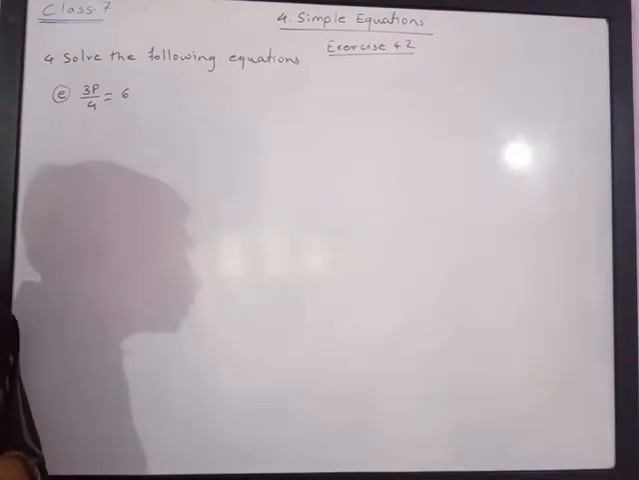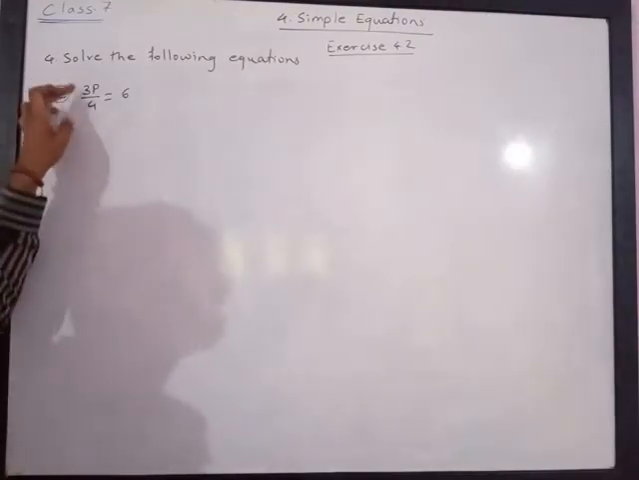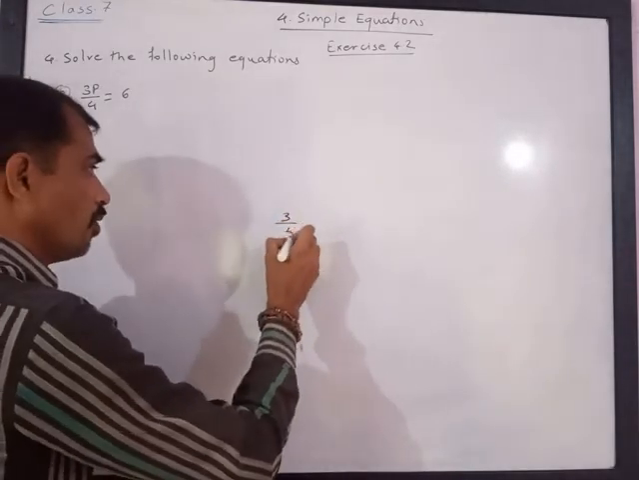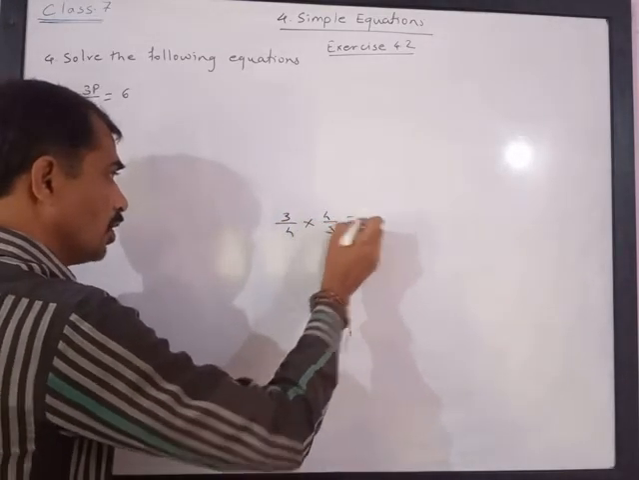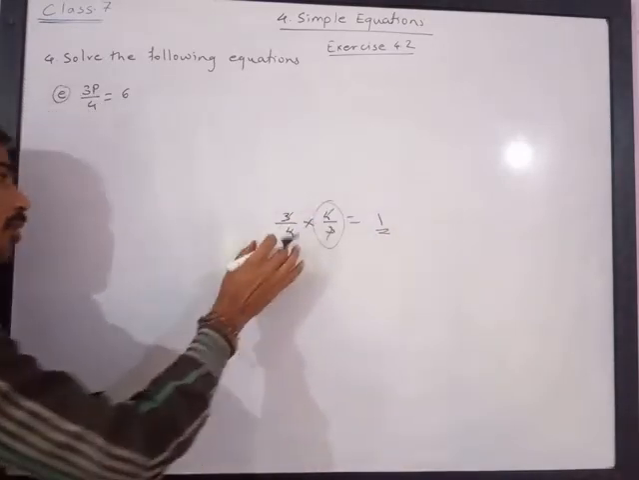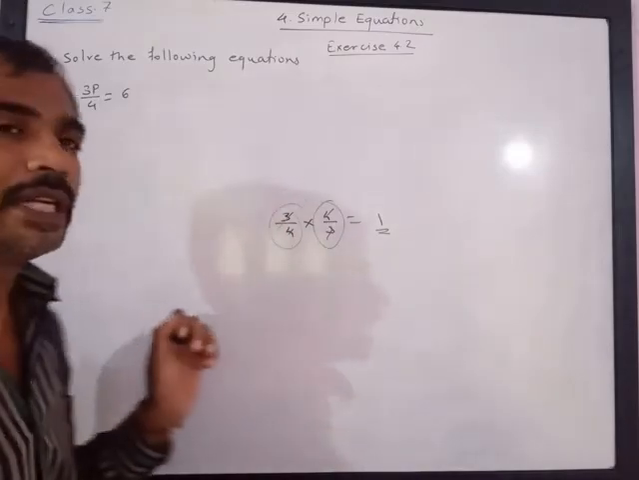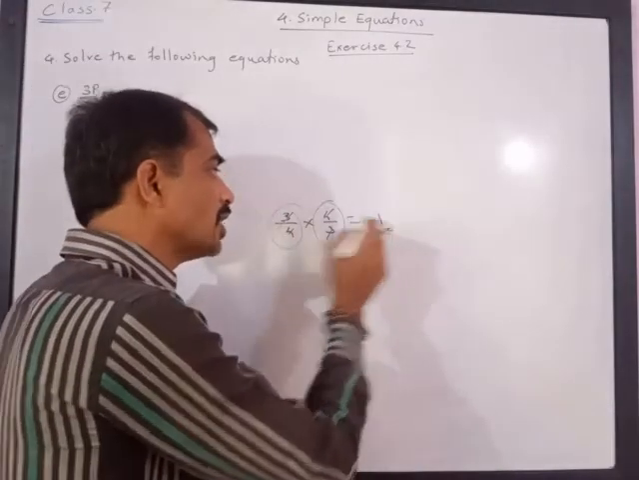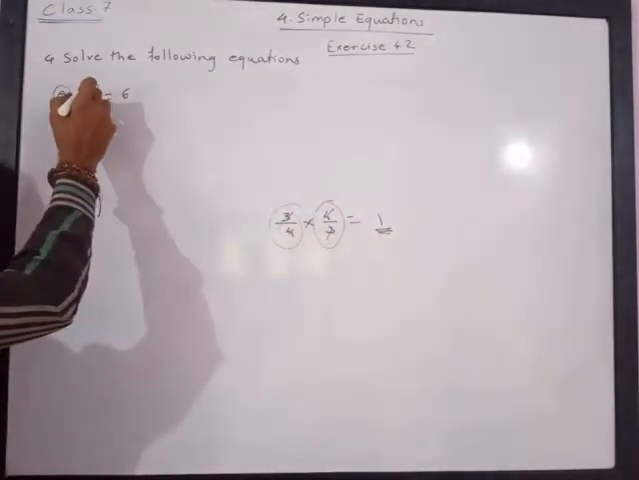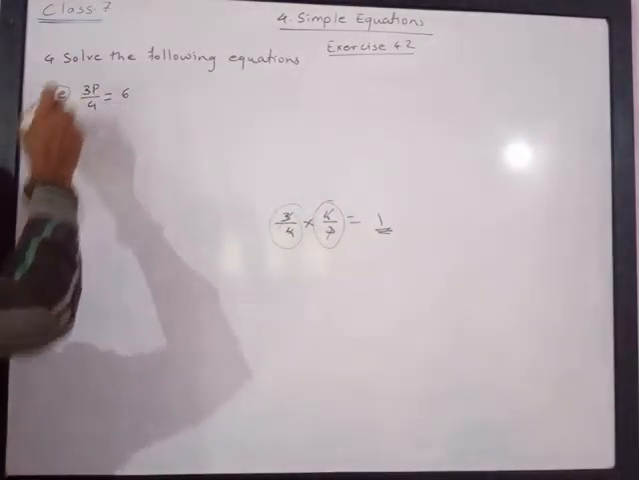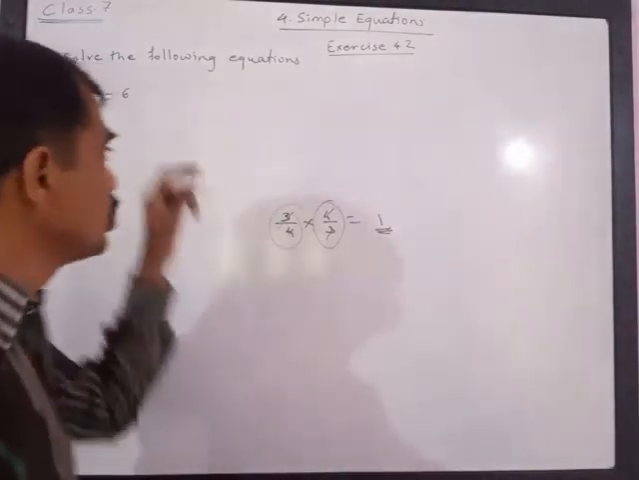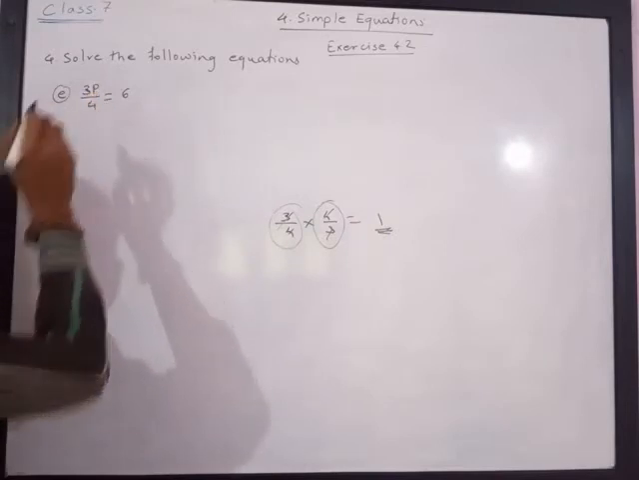Next, the fifth sub question is 3p upon 4 = 6. Please note, we have studied that 3 upon 4 multiplied by 4 upon 3 is equal to 1, because 4 eliminates 4 and 3 eliminates 3. So if you multiply by the reciprocal, the fraction can be eliminated. Here 3 upon 4 is the multiplier, so to eliminate it we multiply by its reciprocal. The reciprocal of 3 upon 4 is 4 upon 3.